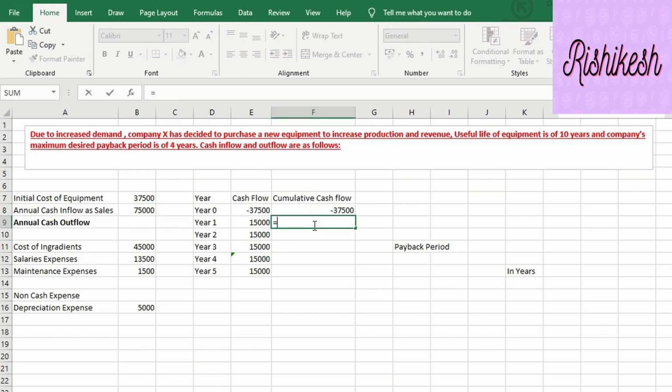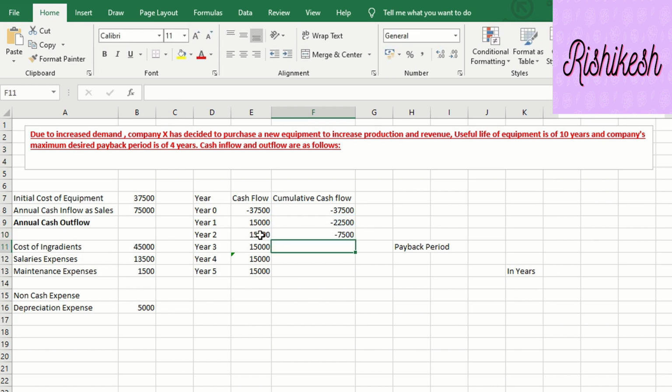Now the cumulative cash flow by the end of the first year will be this much plus the 15,000 cash inflow that you have generated. This will come out to be 22,500 with a negative sign. By the end of year 2, it will be this much plus the 15,000 again, so minus 7,500. At the end of year 3, this much plus the 15,000 that you have generated. At the end of year 4, the previous one plus the 15,000. And at the end of year 5, this much plus the 15,000.